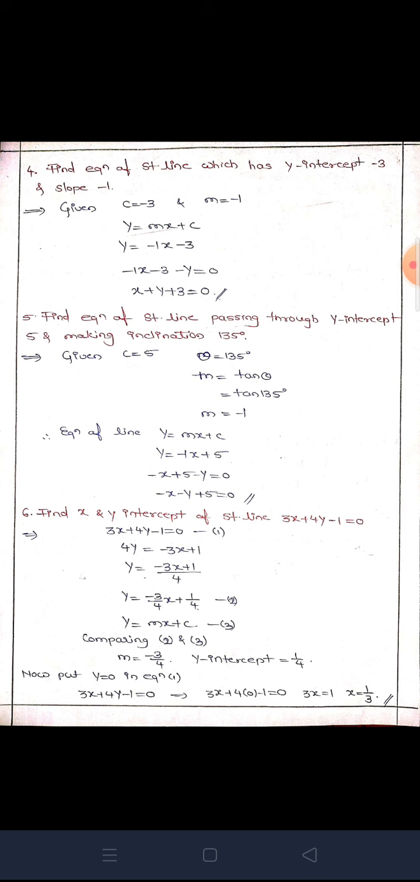Okay, so again what do you have to find? The x-intercept. While finding the x-intercept, put the value of y equal to 0 in equation number 1. So that is 3x plus 4y minus 1 is equal to 0. Put y is equal to 0. So what will you get? 3x plus 4 into 0 minus 1 is equal to 0. So that term becomes 0. So you will get 3x is equal to 1. So what is the value of x? X is equal to 1 by 3. This is nothing but the x-intercept.